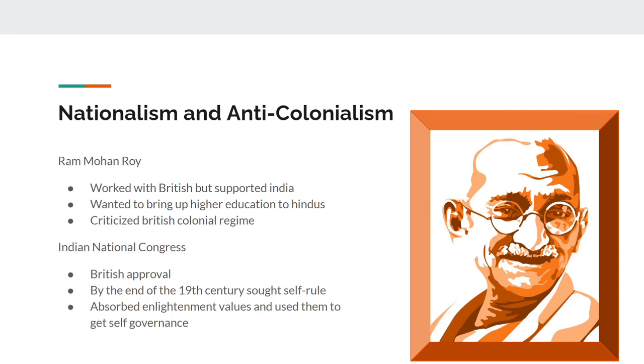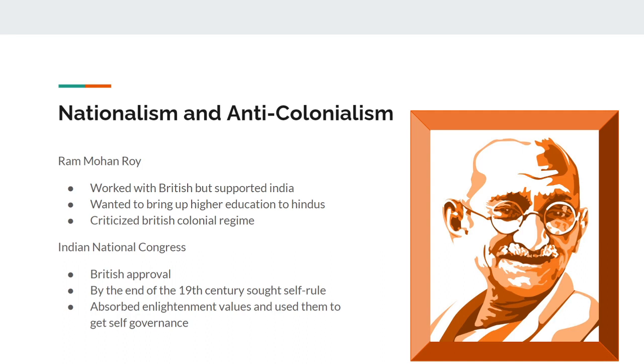Nationalism and anti-colonialism. It began in India with Ram Mohan Roy. He had worked with the British, but he supported India. He understood that he could not revolutionize India and make India an independent country without working with the British first. He wanted to bring higher education to Hindus, which he achieved to a certain degree. He criticized the British colonial regime eventually, but he had built up a basis and was not just executed or exiled for it.